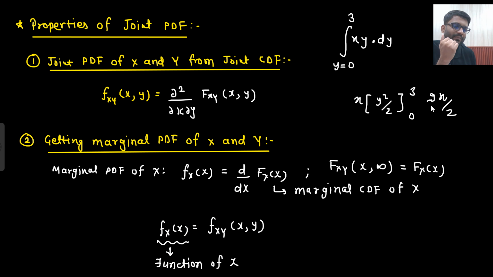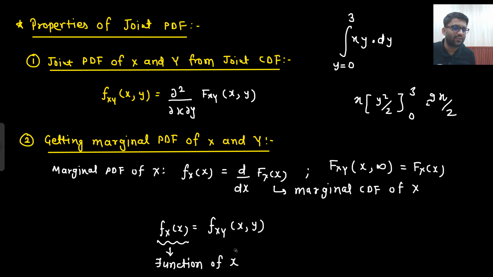9x/2. So this was a function of both x and y, but you differentiated with respect to y and you put the limit of y. So that means y got killed, right? In the final answer, your y is not there. y has been made a constant value. So a similar thing you need to do here. What you need to do?